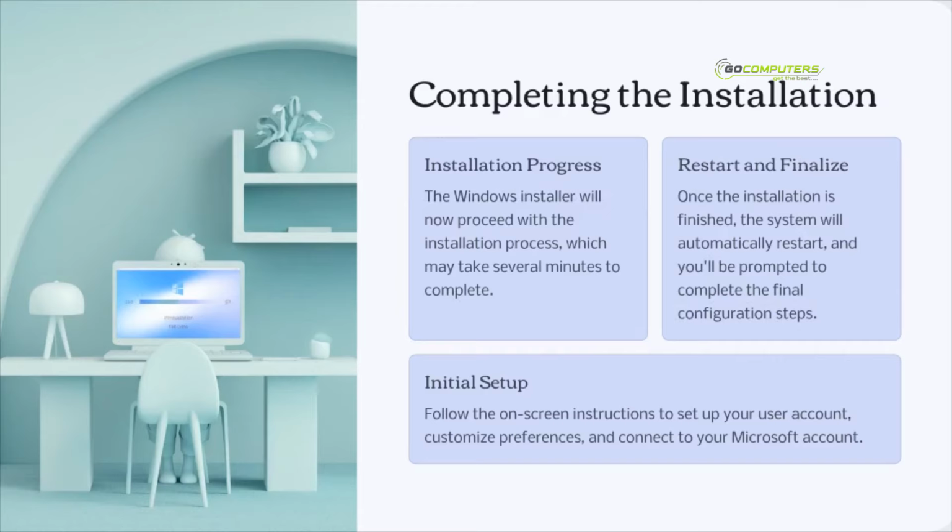Completing the installation. Installation progress. The Windows installer will now proceed with the installation process, which may take several minutes to complete. Restart and finalize. Once the installation is finished, the system will automatically restart, and you'll be prompted to complete the final configuration steps. Initial setup. Follow the on-screen instructions to set up your user account, customize preferences, and connect to your Microsoft account.